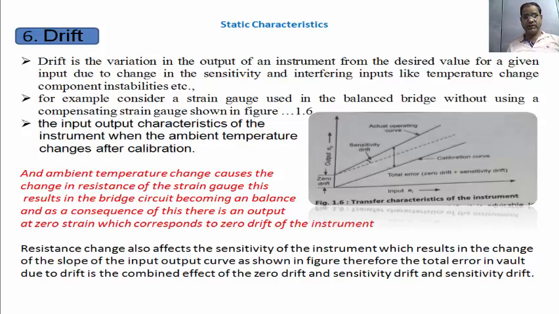Means if the environmental condition changes during the measurement, there is always a change in the measurement, and that corresponds to the zero drift of an instrument. The resistance change also affects the sensitivity of an instrument, which results in the change of the slope of the input-output curve as shown in the figure. Therefore, the total error in the output due to drift is the combined effect of zero drift and sensitivity drift.